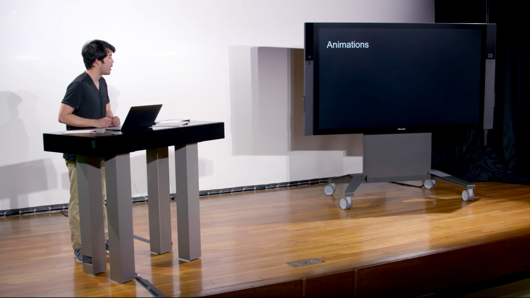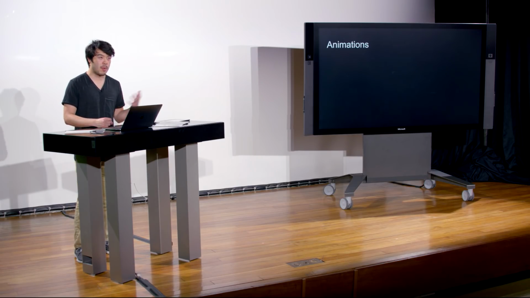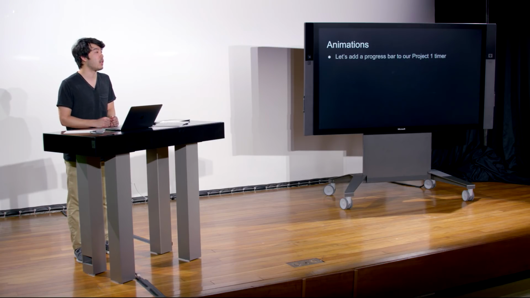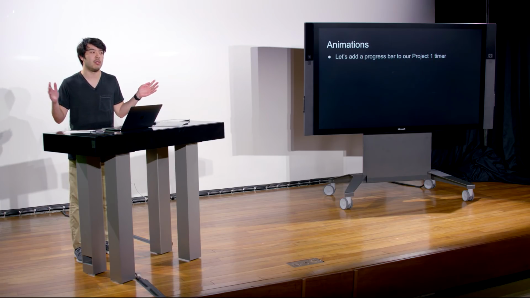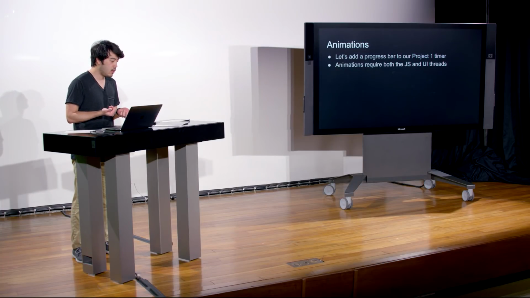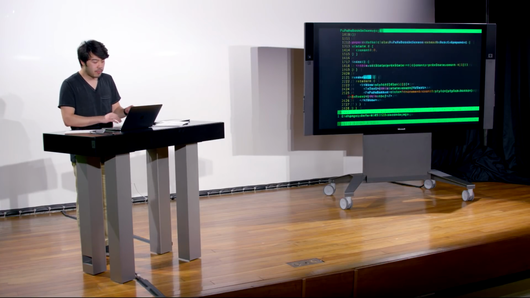So let's talk about a time where it often actually does matter to be as performant as possible, and that's in animations. And so if you remember back to project 1, we implemented what was a Pomodoro timer. And so let's add a progress bar to that timer. So this progress bar should show us how much time is left in the timer. And so the animation that we're about to create is going to require both the JavaScript and UI thread. And so let's go ahead and do it.